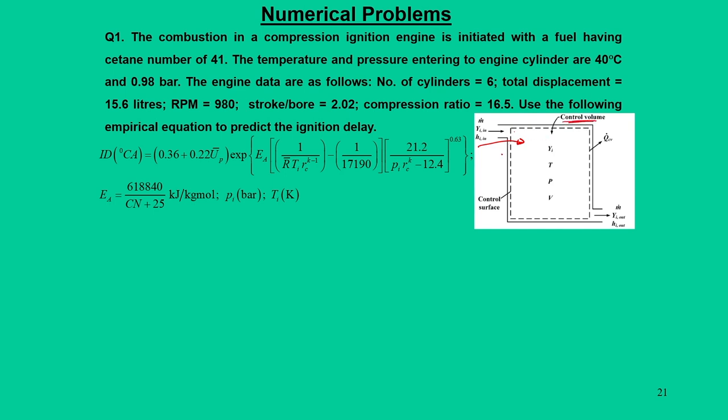If you look at these things, these are different mole fractions, temperature, pressure and volume, which change with time, and it is a steady state reactor. Here we have fixed compressed air, and fuel is entering into it, in this case diesel, and its cetane number is given as 41, and out of this we have some combustion products.